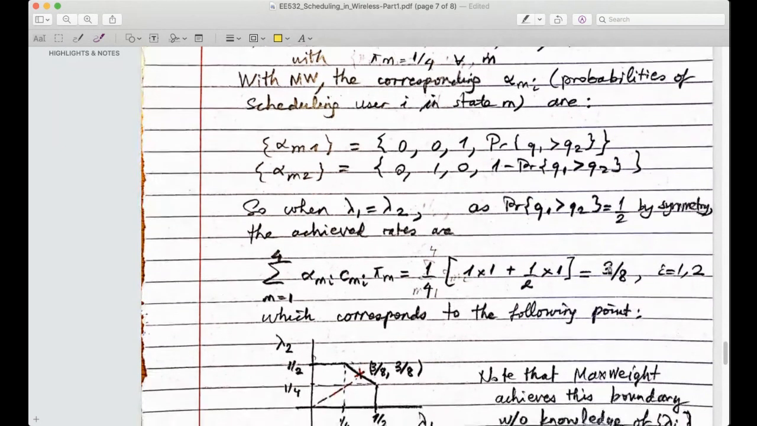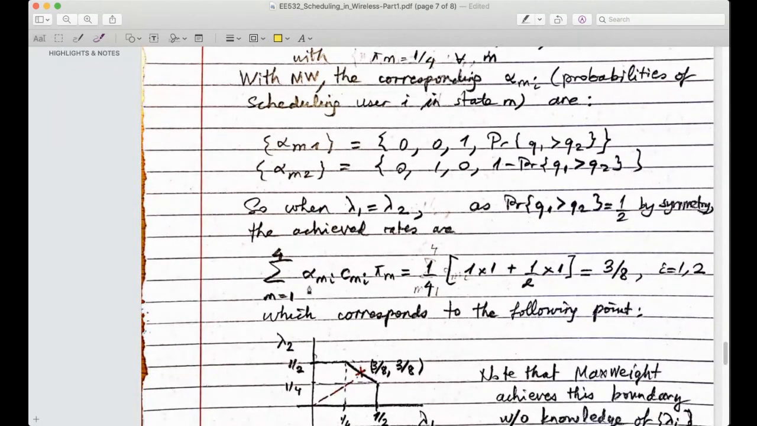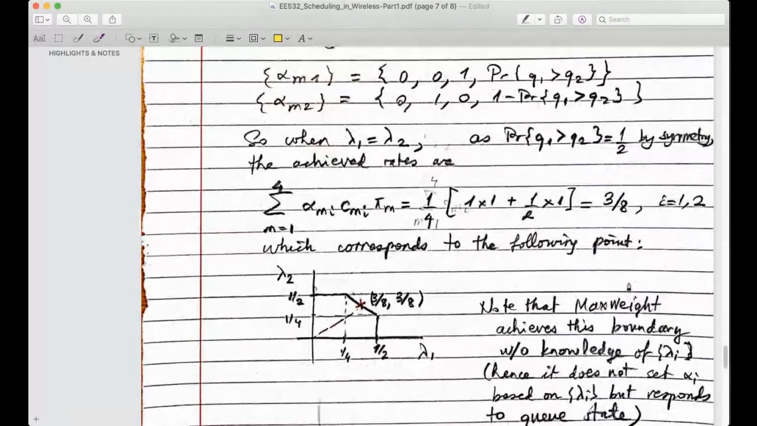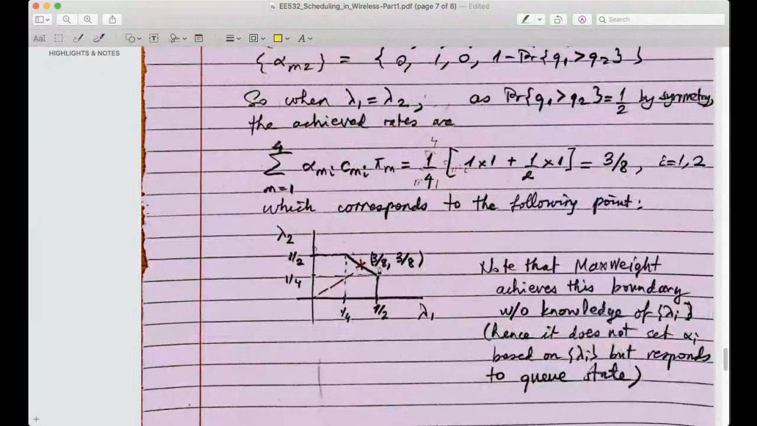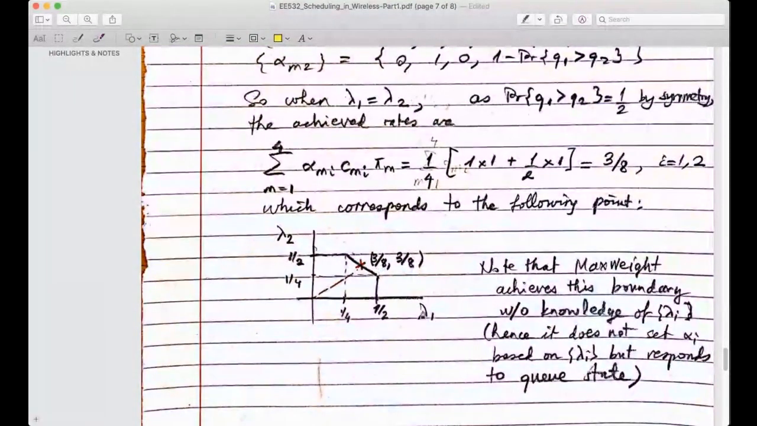Then the achieved rates, by summation of alpha Mi, c Mi, pi m, are going to be 3/8 for both users, which corresponds to the point 3/8, 3/8. Note that max weight achieves this boundary without knowledge of the lambdas. So this point at the boundary is where the boundary of the capacity region crosses the lambda 1 equals lambda 2 curve.